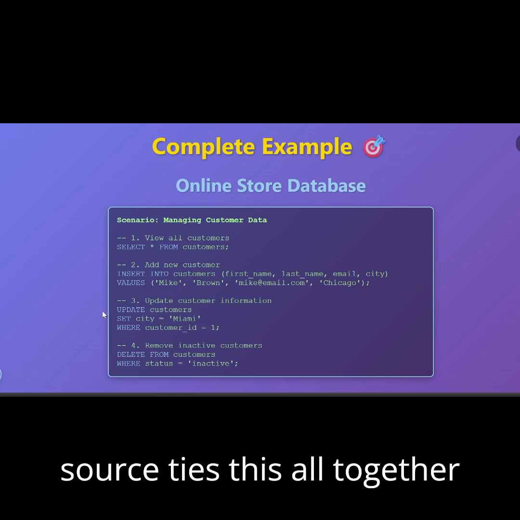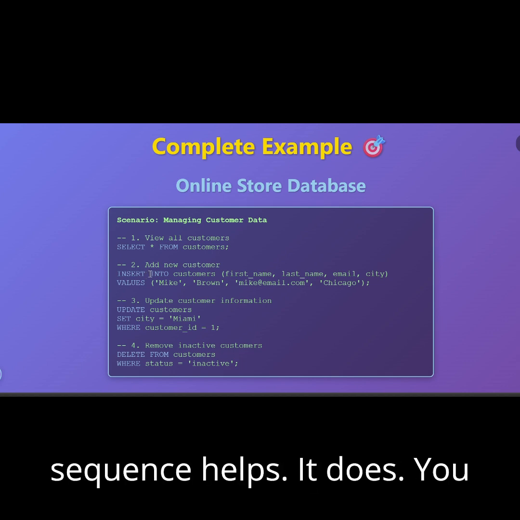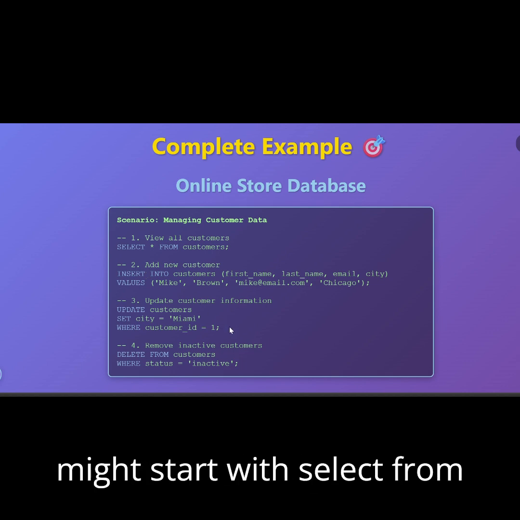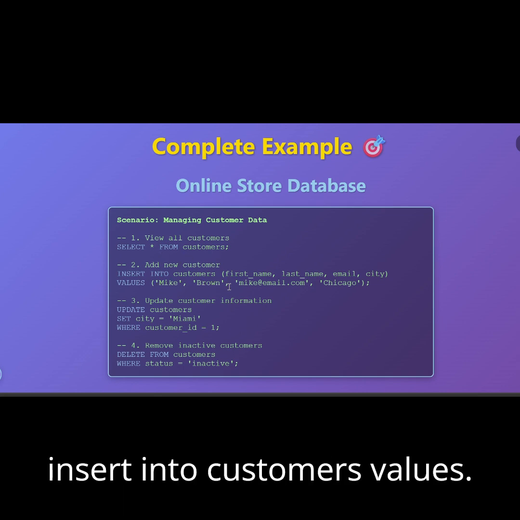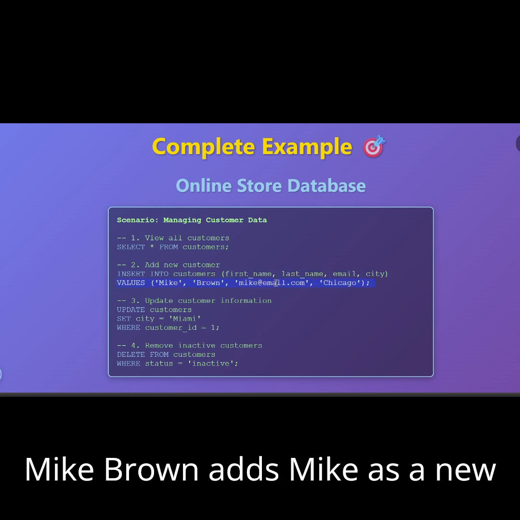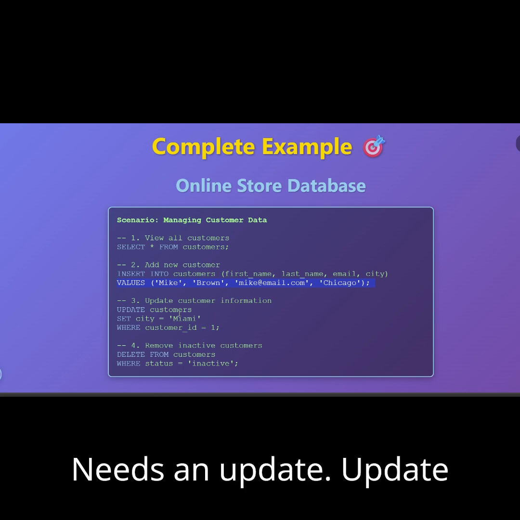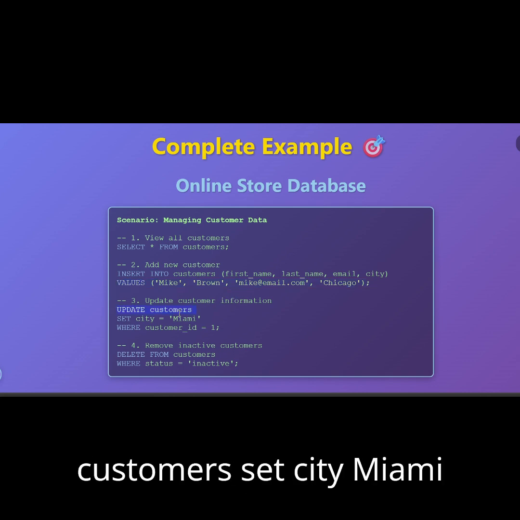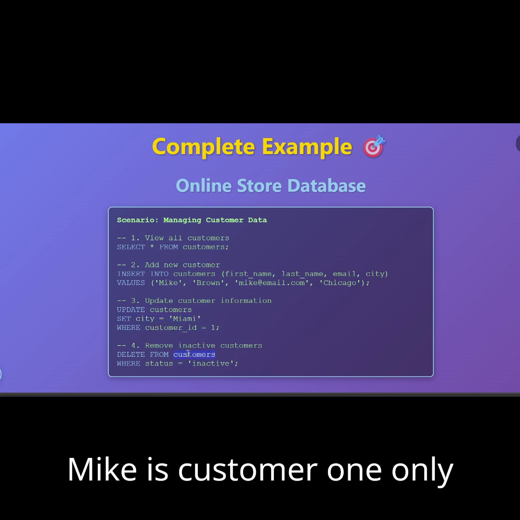Okay. The source ties this all together with that online store example. Seeing them in sequence helps. It does. You might start with select from customers to see who's there. Then someone new signs up. Insert into customers values, Mike Brown, adds Mike as a new row. Then maybe Mike moves. Needs an update. Update customers set city Miami, where customer is 1, assuming Mike is customer 1, only changes his record.